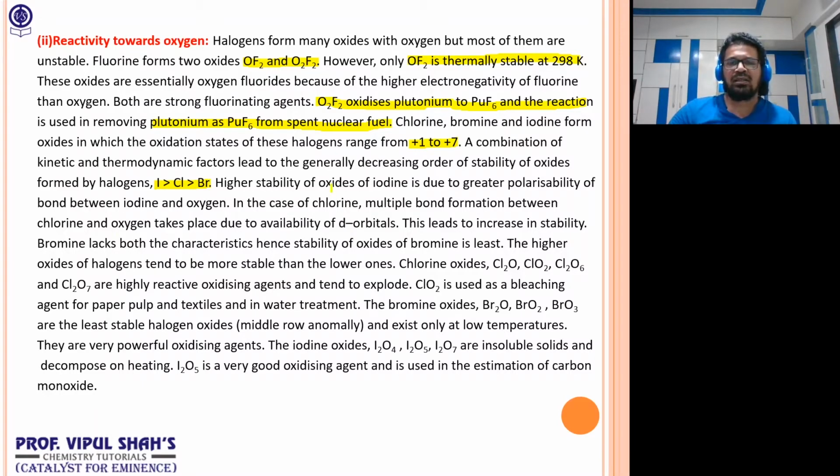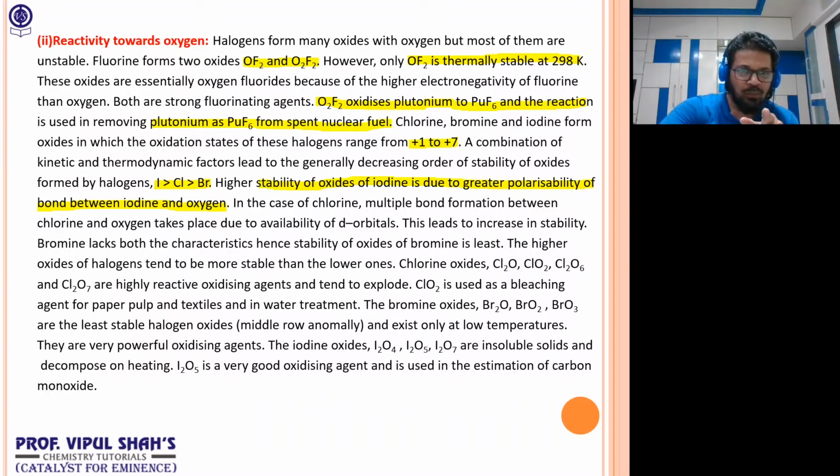Then it says higher stability of oxides of iodine is due to, people mark this point important, greater polarizability of the bond between iodine and oxygen. Polarizability, I'm sure everybody remembers, if you recall properly, what was exactly polarizability? Tendency of an atom's electron cloud to be distorted from its usual shape by an external electric field.